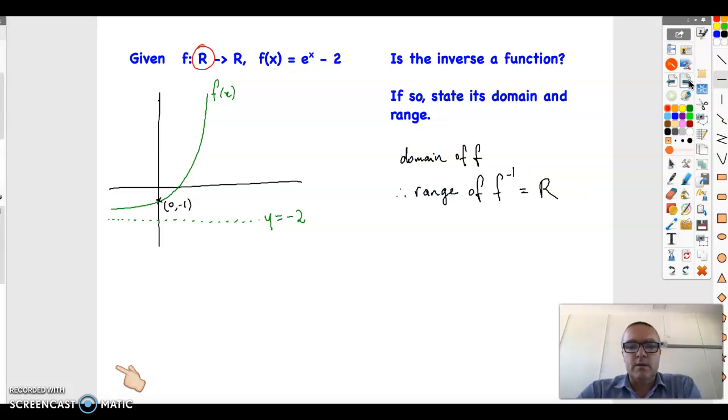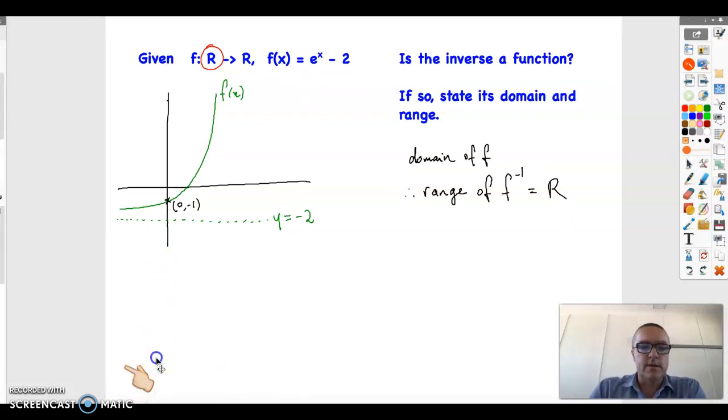Let's think about the next question. Can we state its domain and range? If you remember from the definition of an inverse, the domain of a function is going to give us the range of its inverse. So even from the way the function is written, we can see the domain there. The domain is all real numbers. The graph also shows us that the domain is all real numbers. And so this tells us that the range of the inverse is all real numbers.